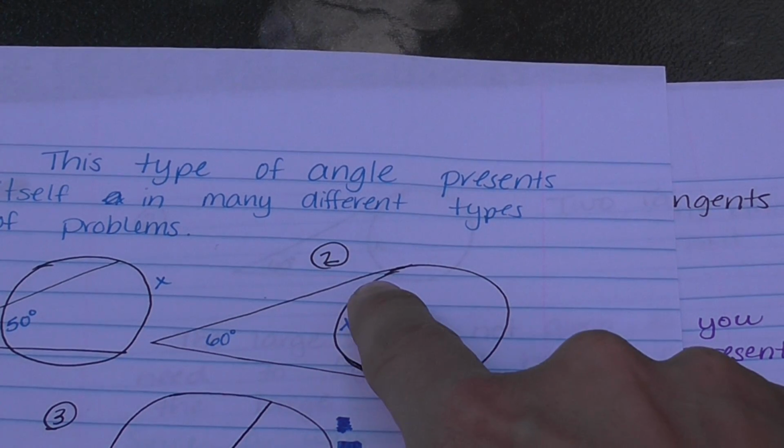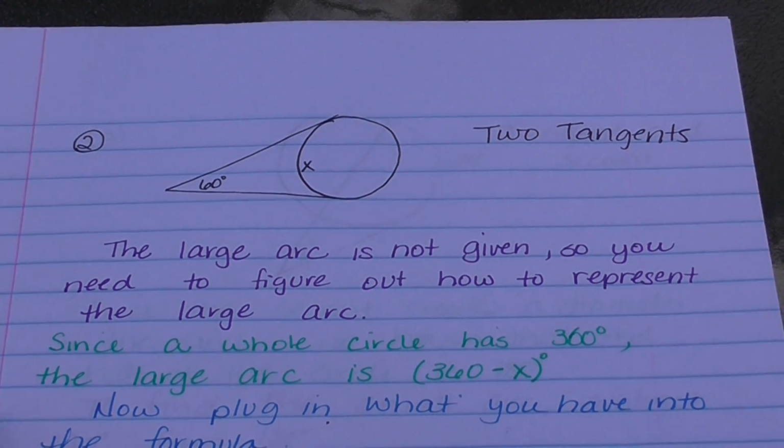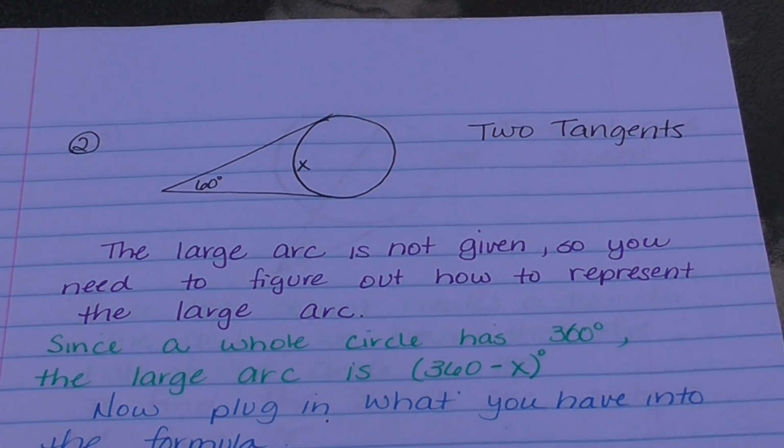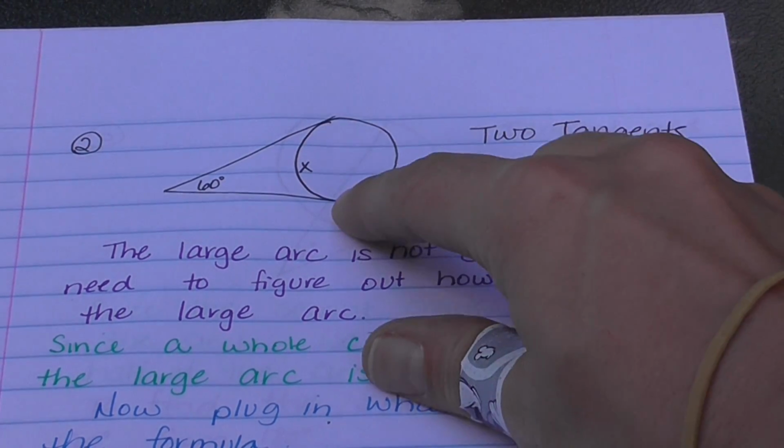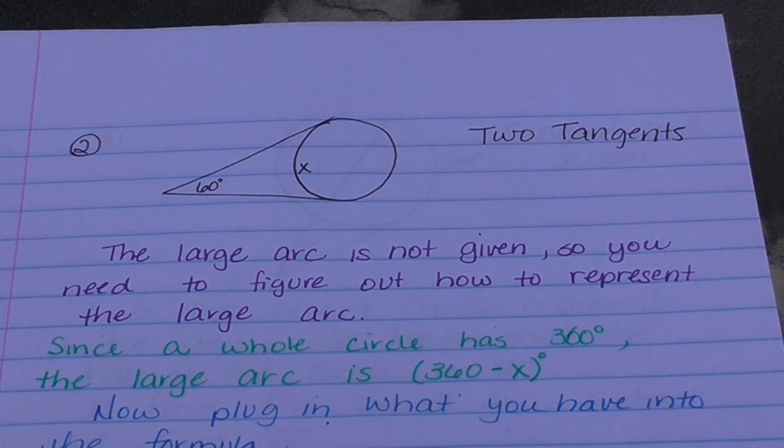For the next problem, number 2, I'm given the angle. I've got something for the small arc, but I don't have anything for the large arc. So this is where I need to represent the large arc in some way. Since this circle has 360 degrees, and I know my small arc is x, the large arc is 360 degrees minus the x that's taken up in the small arc.